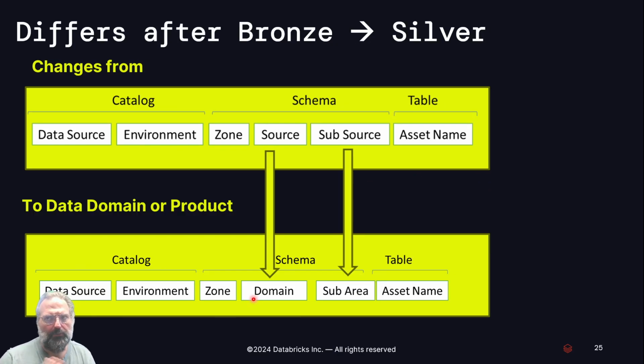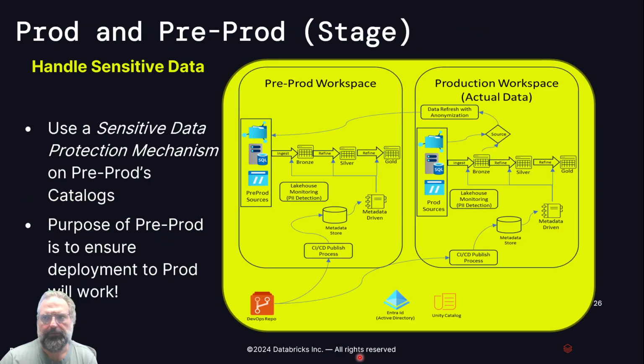But understand that after you move over into that silver layer, so you've done source to bronze, bronze to silver, once you're into that level, you're going to change your organizational approach and shift it to by data domain or product that you're creating. And that basically means you're changing these 2 things at the end in schema, most likely. Again, you may have a different approach, but think about it, be conscious about it, make it a conscious decision.